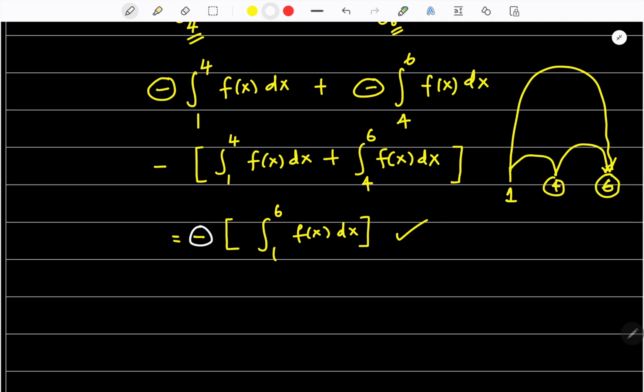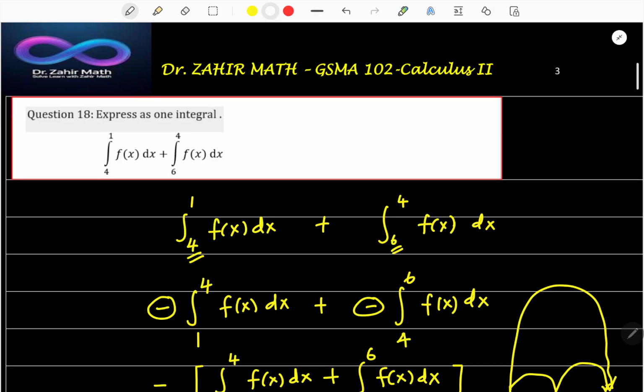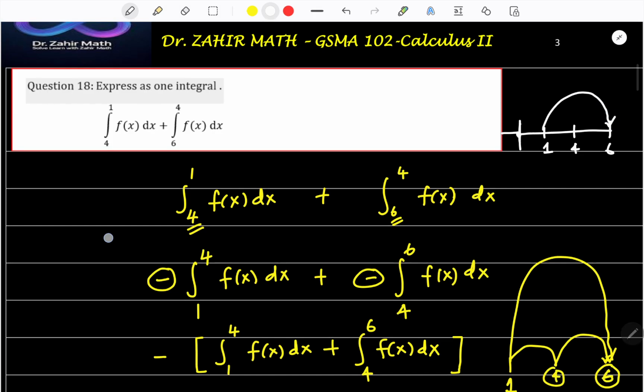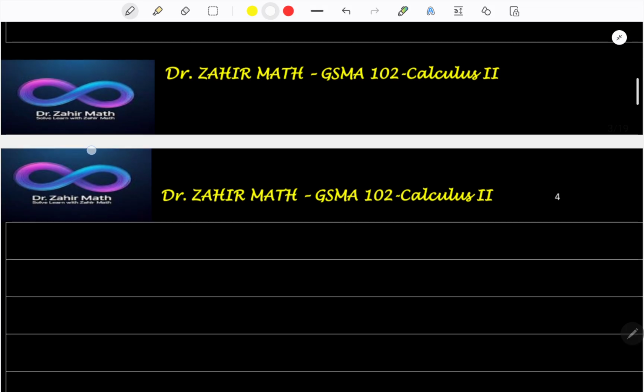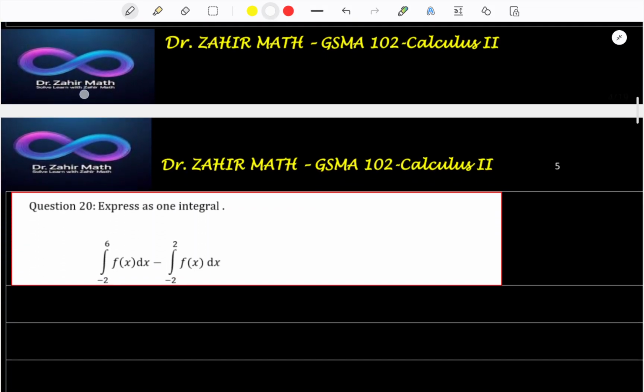No teacher, I don't want to write it with a minus. No problem. You can write this as 6 to 1 f of x dx, because if I write 1 to 6 as 6 to 1, there is a minus. This minus and this minus are going to become plus. Okay, even if you want to do it with the graph, you can also check this one. Here is 1, here is 4 and here is 6. This is 0. Let me say like this. So 1 to 6 is your complete integral. Right, let's go to the next question.